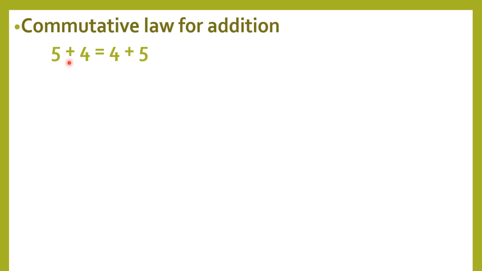For example, on my left hand side, I have 5 and 4, and on my right hand side, I have 4 and 5. So the numbers are the same, but we change the place of the number. And when we change the place of a number or we swap the number, we get the same answer.